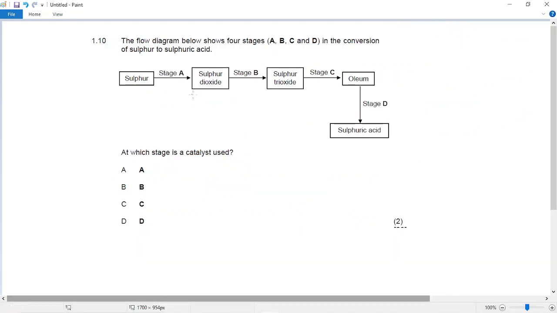And then finally, the fertilizer question, which has been removed from the curriculum. So if we have a look here, we are going from sulfur to sulfur dioxide to sulfur trioxide to oleum to sulfuric acid. Where do we need the cathode? We need the cathode here in turning sulfur dioxide to sulfur trioxide. So the answer is B.